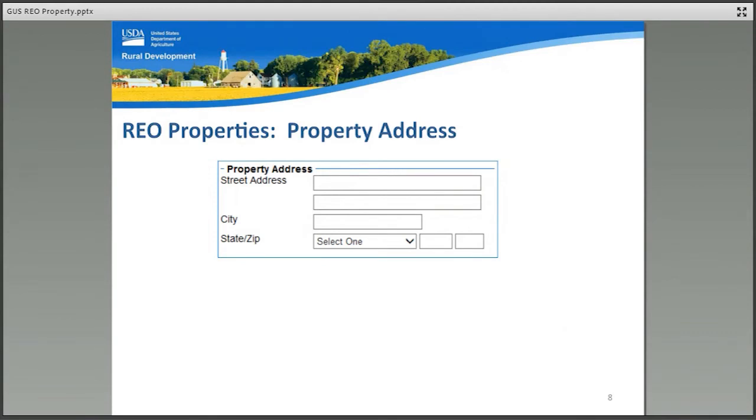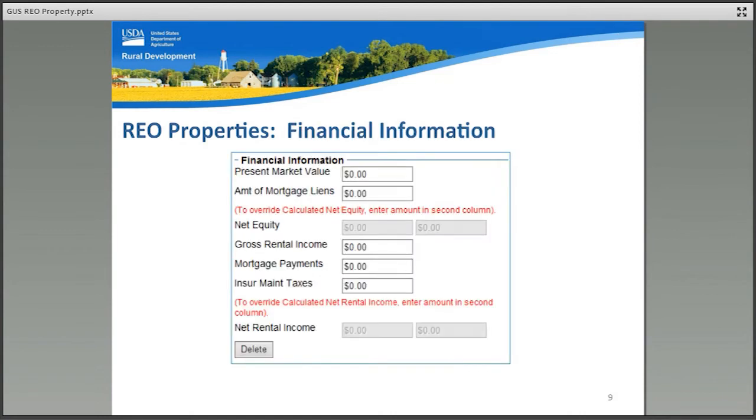In the property address section, the user will enter the following for the REO property: street address, city, state, and zip. The property address must be completed in order for the user to be able to select this property to coincide with any mortgage debts on the Assets and Liabilities application page.